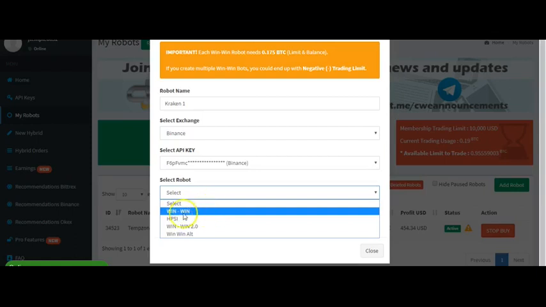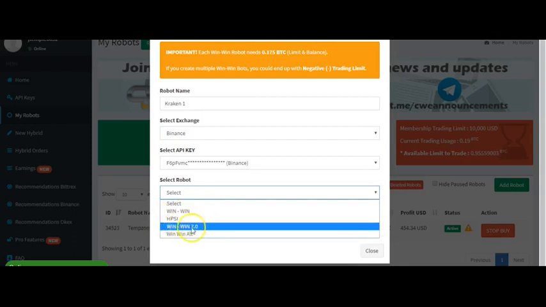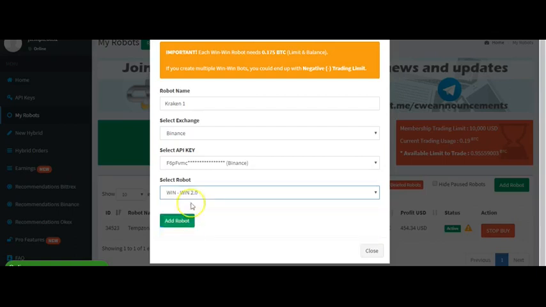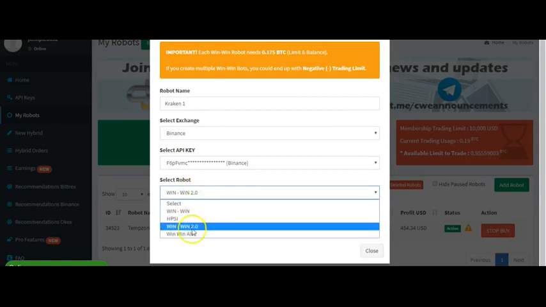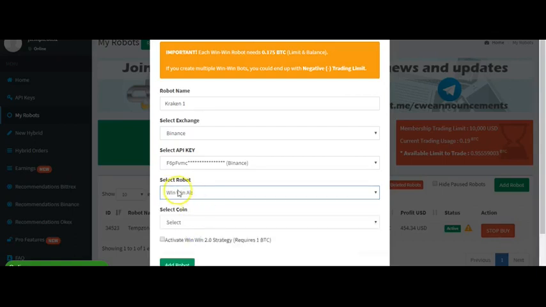Okay? And then the win-win bot 2.0 is the same thing as the win-win, but it requires one whole Bitcoin. Okay? This requires one whole Bitcoin. So that way, instead of trading a smaller amount, you're actually trading with several $100s, if not $1,000 or $2,000 at one time per one trade that closes at 1% profit, if not higher. So, okay, then you got the win-win alt, which is the same thing.